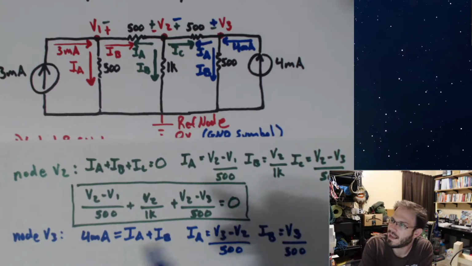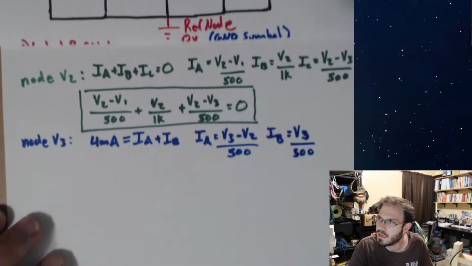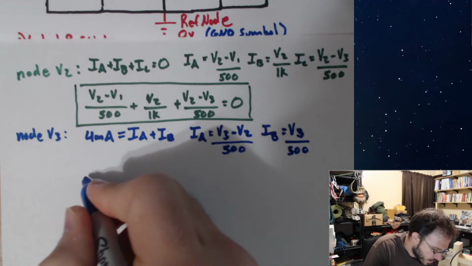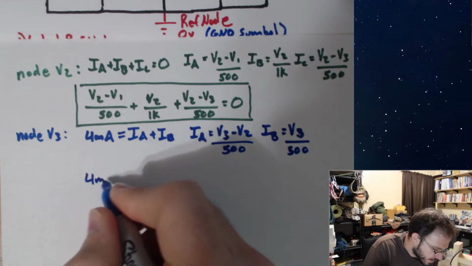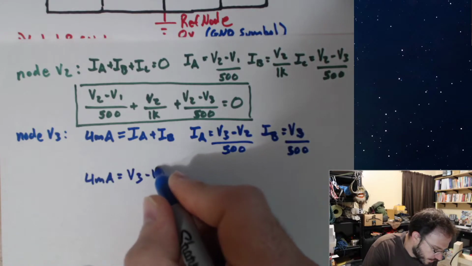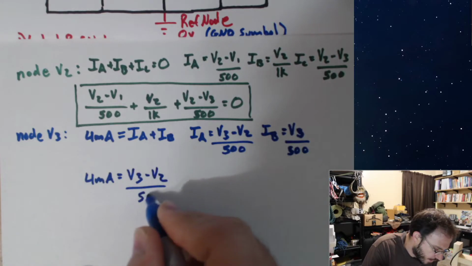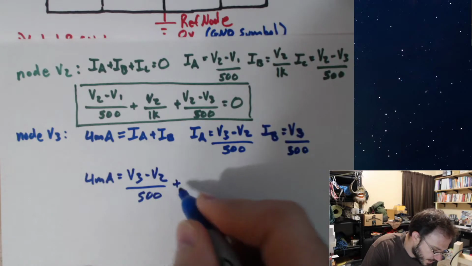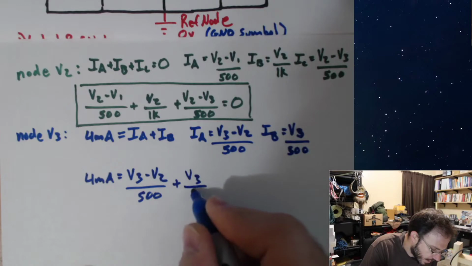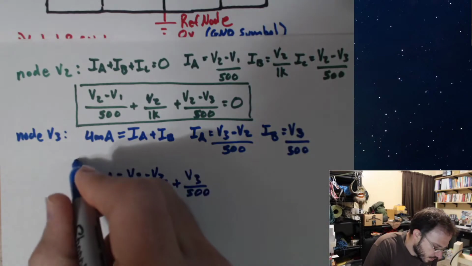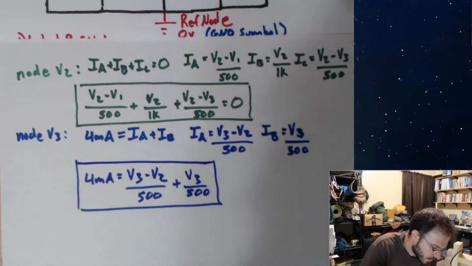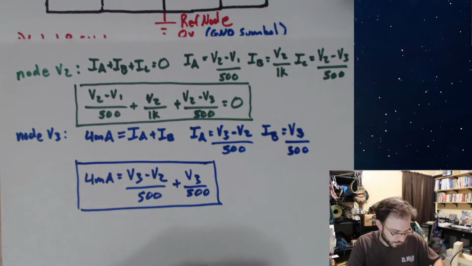Let me plug them back into my KCL expression here, and I will get my last equation. 4 milliamps is equal to V3 minus V2 divided by 500 plus IB, which is V3 divided by 500, and I'm done.